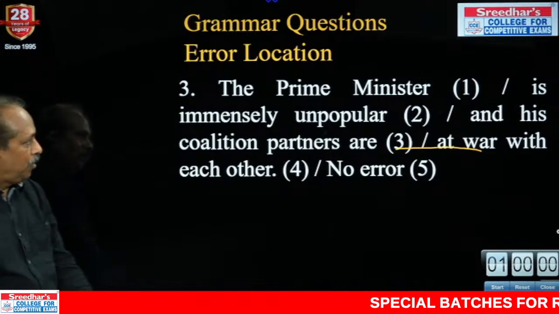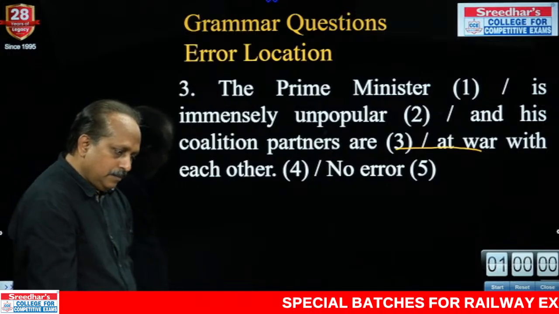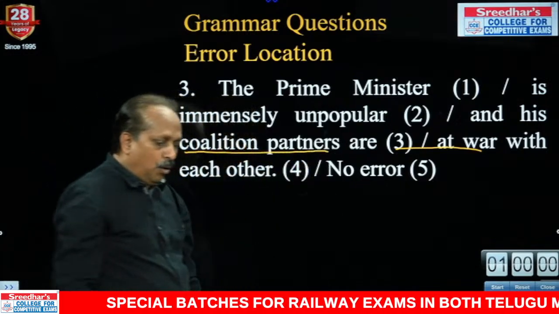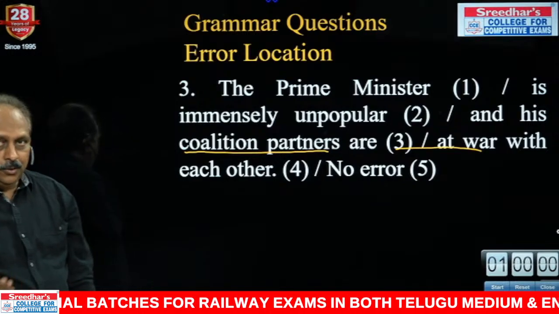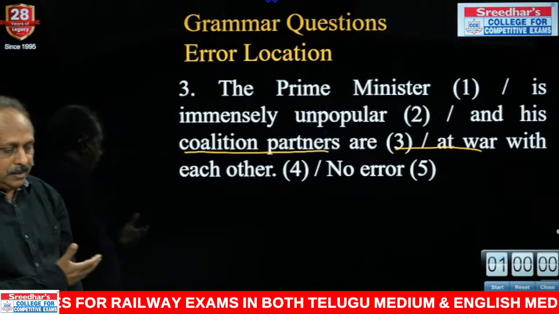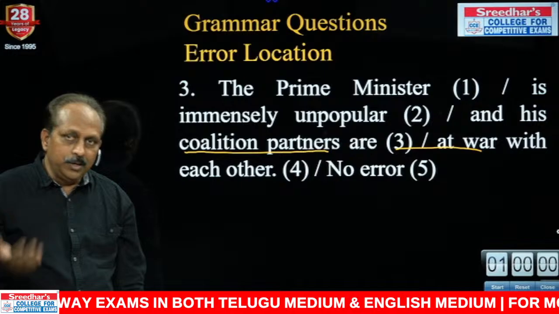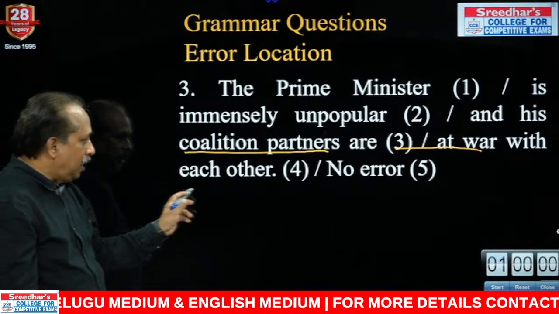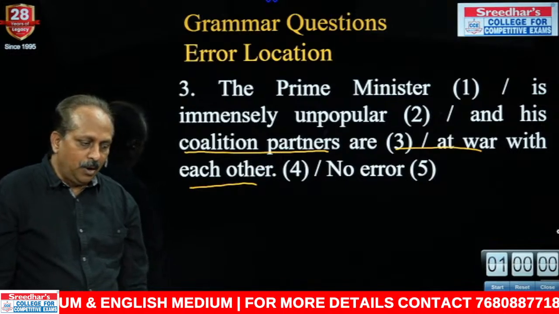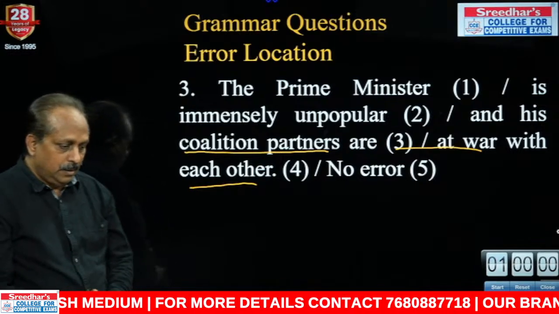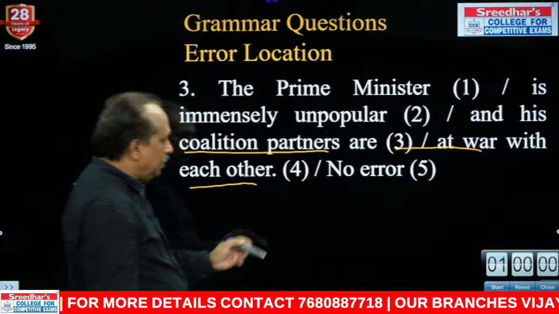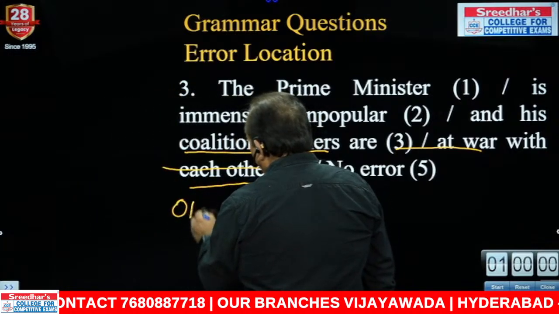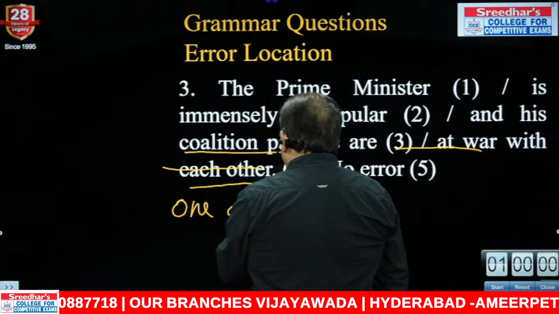No one has responded. Here, coalition partners, more than two. I am giving the clue. Imagine the coalition partners, more than two. Will you use the reciprocal pronoun each other or the reciprocal pronoun one another? You have to use one another. Where is the error? Fourth part. Here, each other is not correct. We have to say one another.